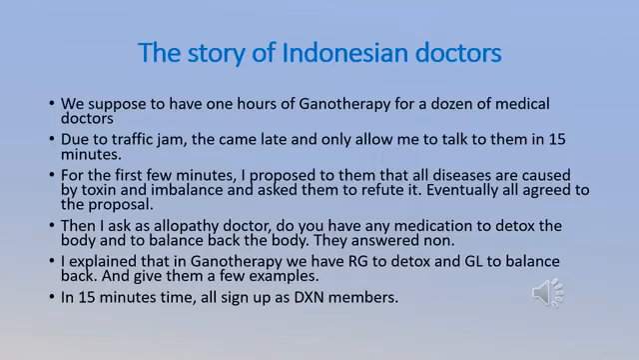So for the first few minutes, I proposed to them that all diseases are caused by toxin and imbalance of the body, and asked them to refute, you know. Then they talked about HIV, that is due to virus, that is a toxin. They talked about bacteria, the toxin inside the food, everything. Then also diabetes, everything due to the imbalance of the body. Eventually all agreed, you know, that these are the two main problems.